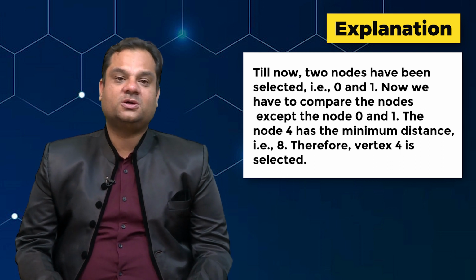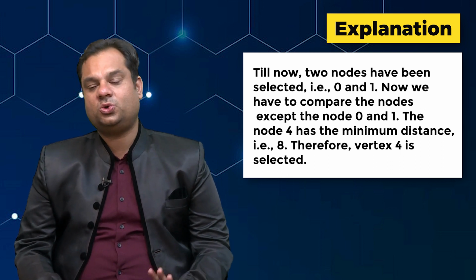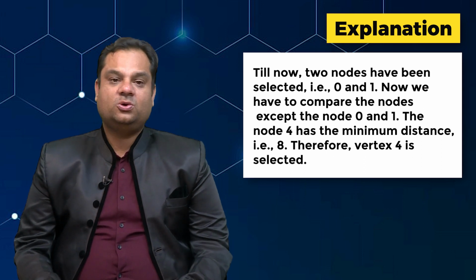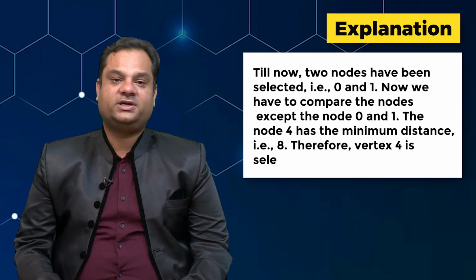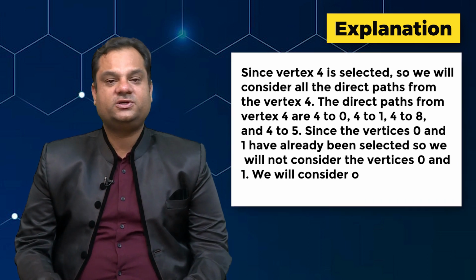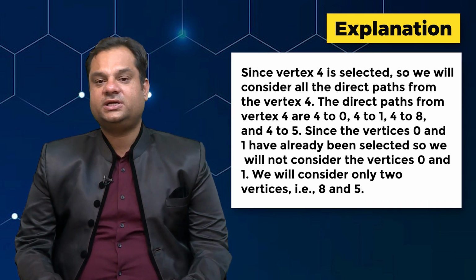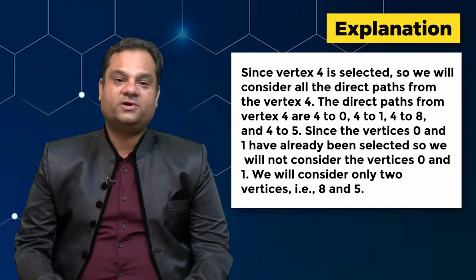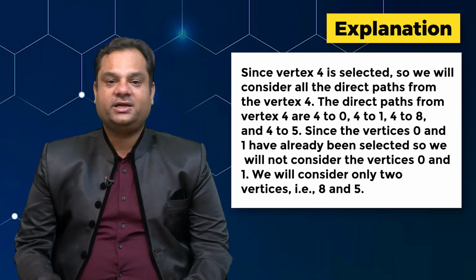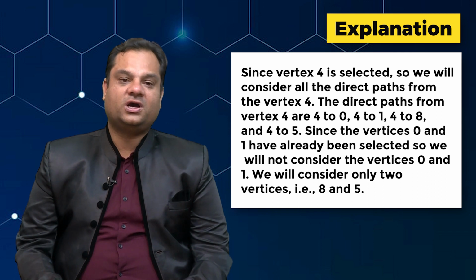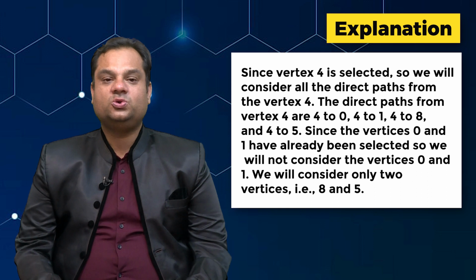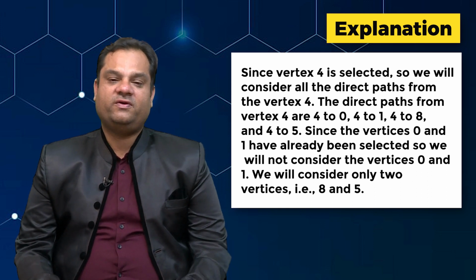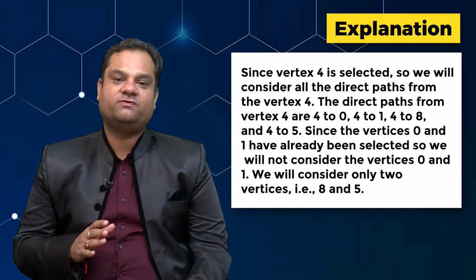Now, we have to compare the nodes, except the nodes 0 and 1. So, node 4 has the minimum distance, that is 8, therefore vertex 4 is selected. Since vertex 4 is selected, we will consider all the direct paths from vertex 4. So, the direct paths from vertex 4 are 4 to 0, 4 to 1, 4 to 8 and 4 to 5. They are all the current neighbors of 4.